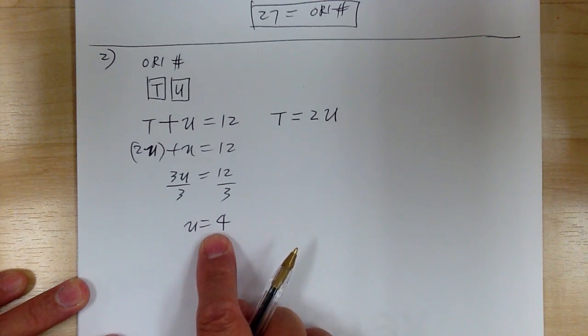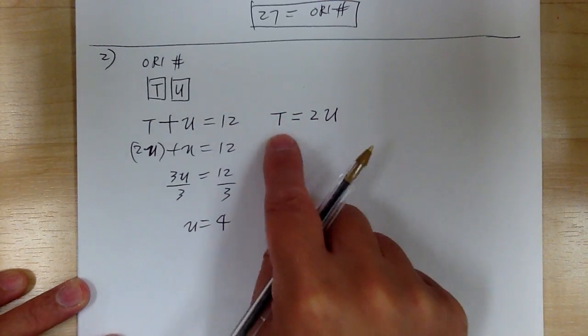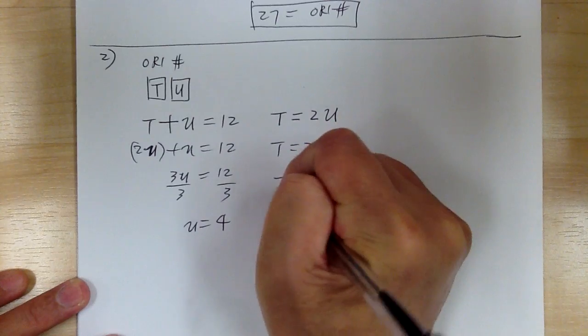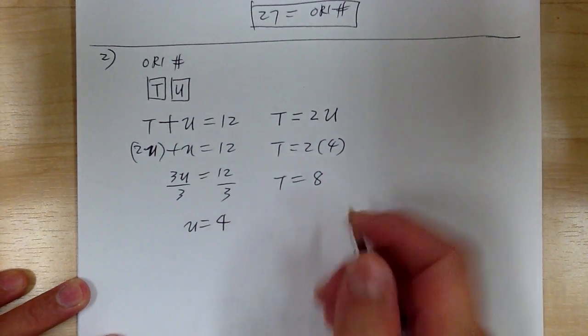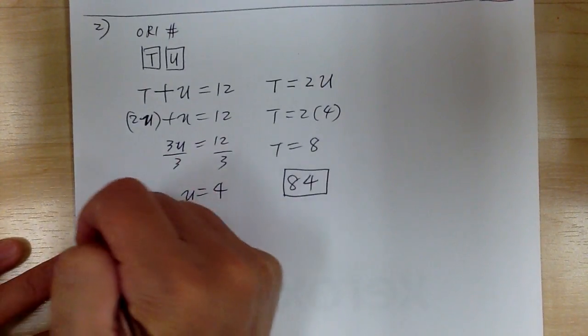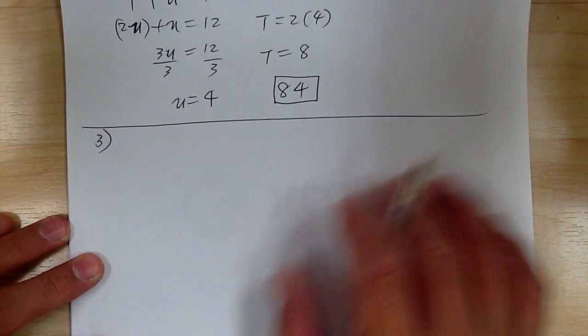After you solve for u equals 4, you can use this one or that one; it doesn't matter which one you use. This one is probably a little bit quicker. So t equals 2 times 4, so t equals 8. Now the tens digit is 8 and the unit digit is 4, therefore your number is 84. Okay, let's go to number 3. Again, read through the problem.